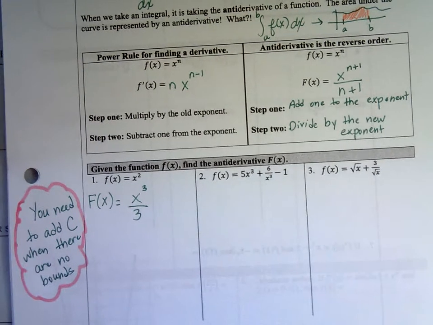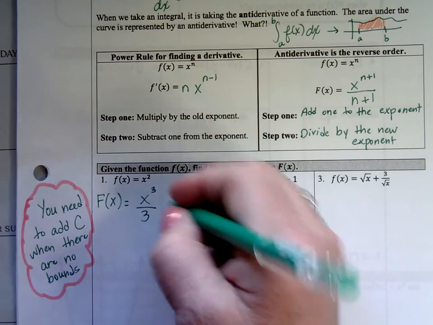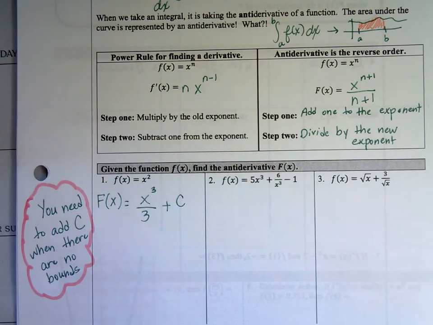So here's the story. If I go over here, there's no bounds. They haven't given me boundaries on this thing. So I have to put a plus c at the end for me to have the correct antiderivative. And you're like, what the heck is c? C is some constant. It could be any number at all. It could be positive. It could be negative. But it's some kind of a constant.